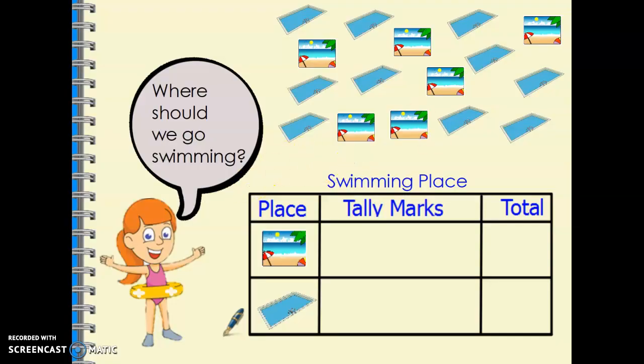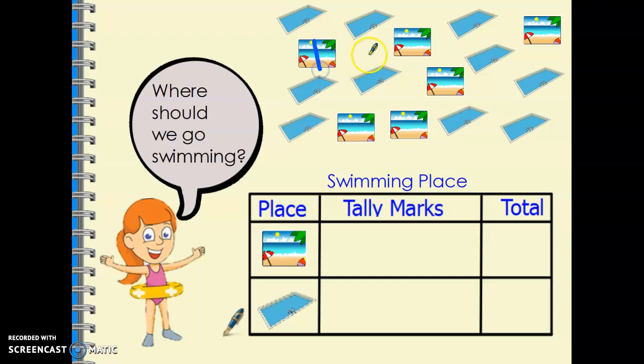let's see. Where should we go swimming? Great question. Let's look at what we have here. Here we have a title, swimming place. We have the beach or the pool. We have tally marks, and we have our total. Let's see how many people voted for the beach.